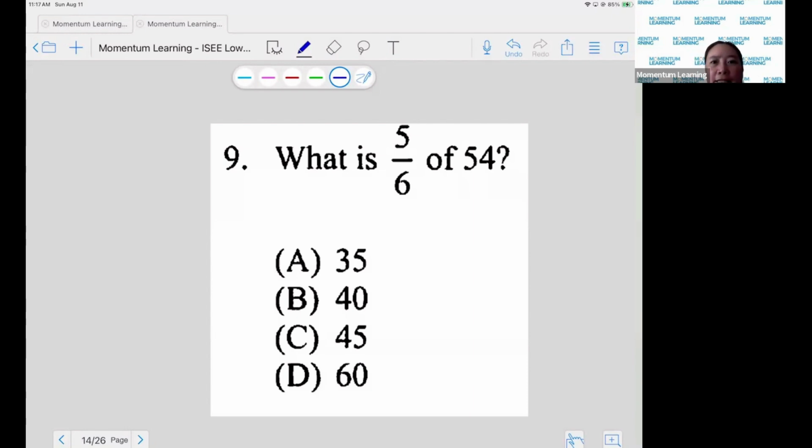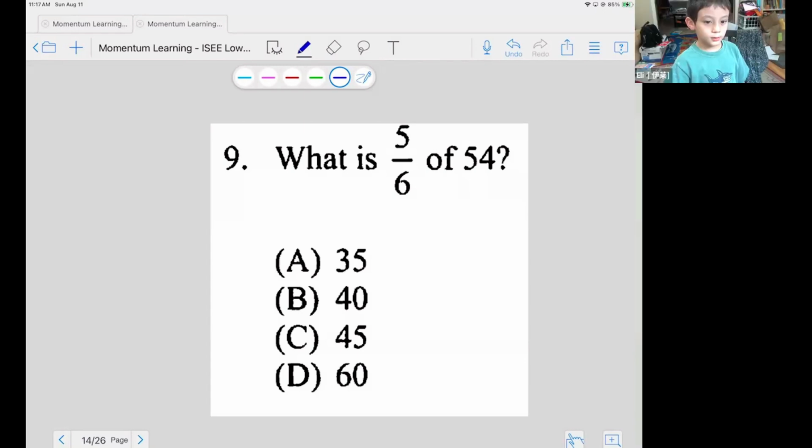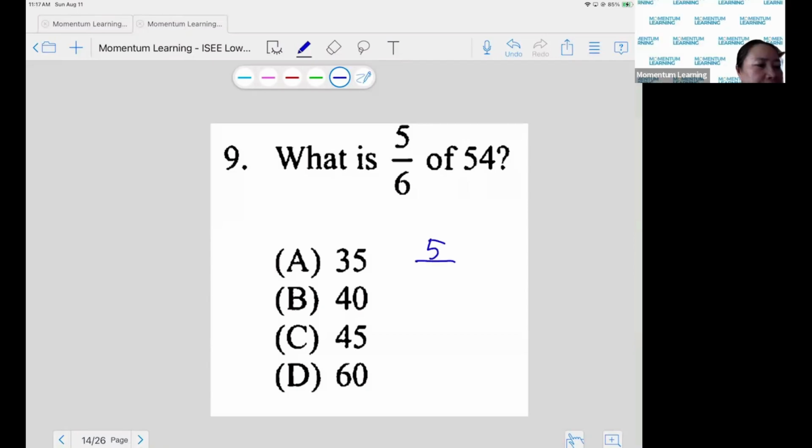Okay, Eli? Okay, can you explain how did you come up with the 45? Because since 54 and 6, I made a shortcut. And then we need a 9. 5 times 9 equals 45. Okay, very good. Okay, 5 over 6 of the 54. You can directly say, oh, 54 divided by 6, that's 9. Okay, and then 9 times 5 is 45. Good job.